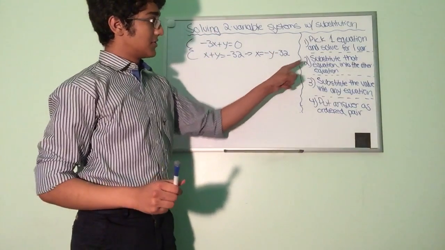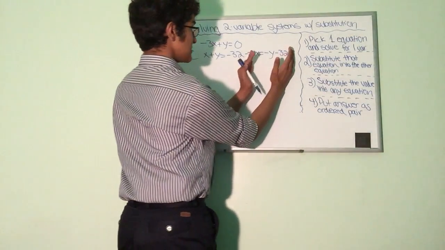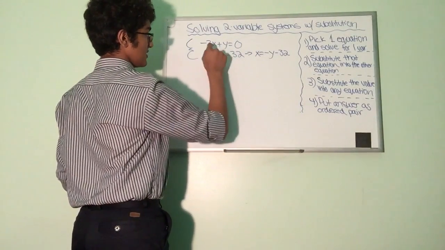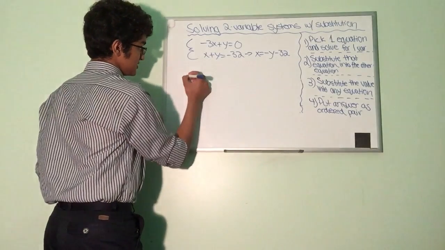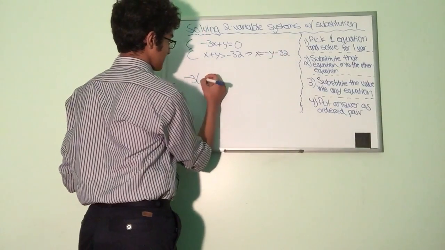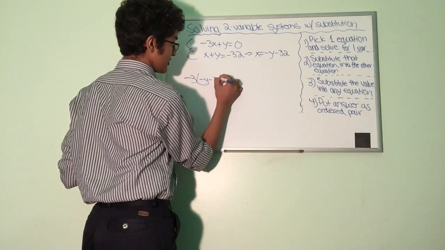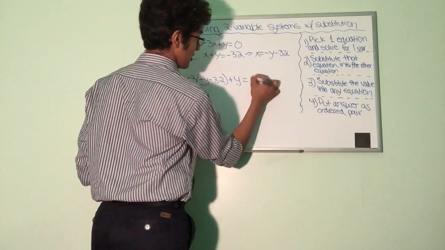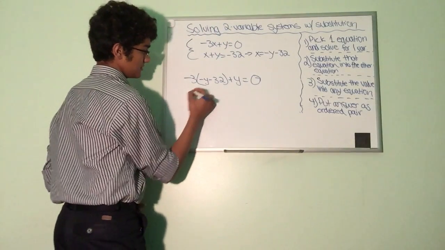The next thing you do is you substitute that equation into the other equation. So you take this equation right here and you substitute the x value here into this equation. And let me show you how to do that. So you bring down the negative 3, and then for x you substitute this value, and that would be negative y minus 32 plus y equals 0. And from here you just solve this equation.